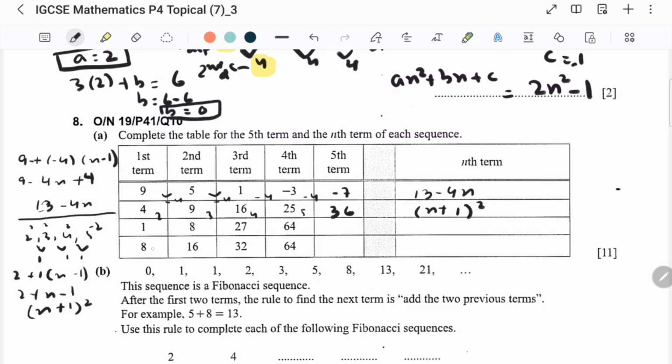The third one is 1, 8, 27, 64. 1 cube, 2 cube, 3 cube, 4 cube, 5 cube is 125, and then you write n cube.